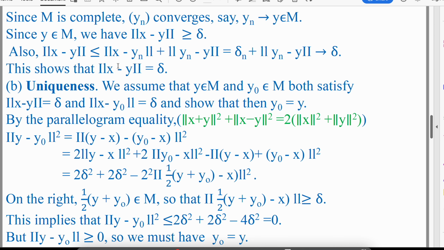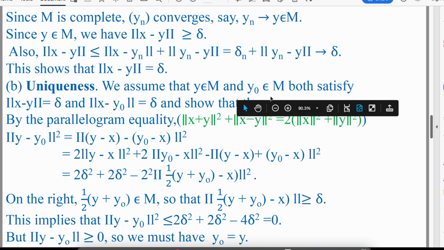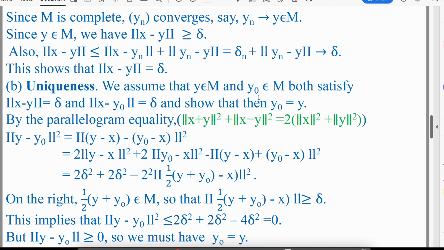Now the uniqueness part. Suppose y belongs to M and also y naught belongs to M, and both satisfy the equality norm x minus y equal to delta. It means norm x minus y equal to delta and norm x minus y naught equal to delta. Now we will show that y is equal to y naught.